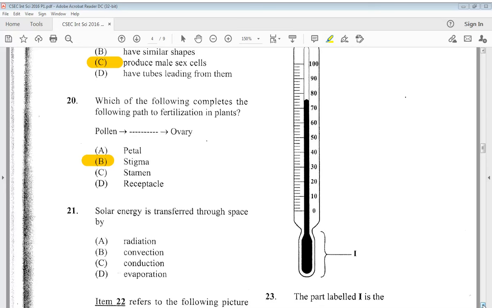Let's go to 21. Solar energy is transferred through space by A, radiation, B, convection, C, conduction, or D, evaporation. So we know it is by radiation, A. You can see that you students are doing very well.